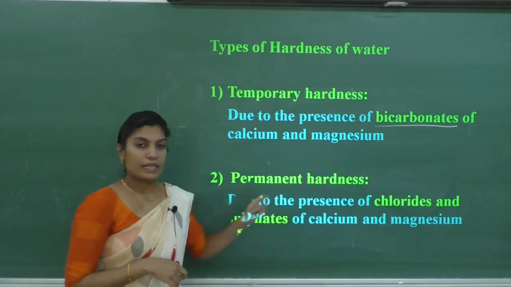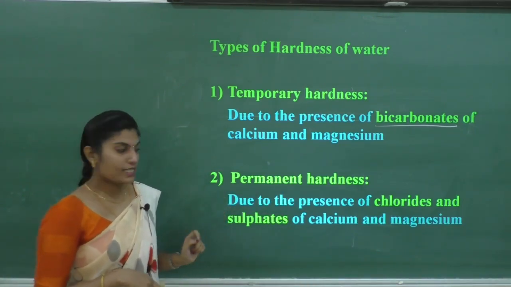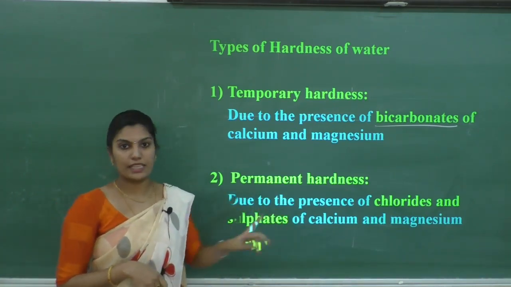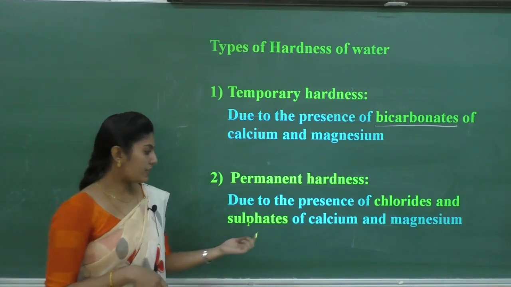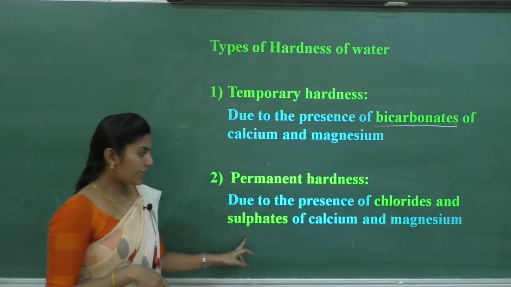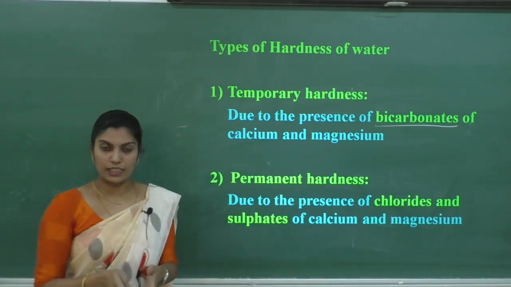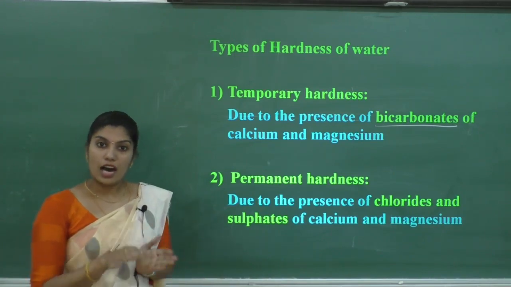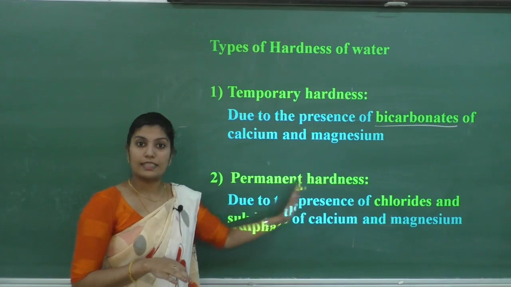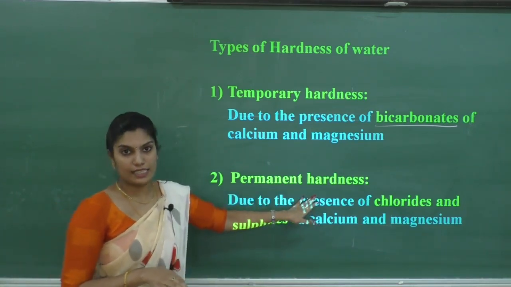What do you mean by permanent hardness then? If the water contains chlorides and sulfates of calcium and magnesium, if there is a presence of calcium sulfate, calcium chloride, or it may be magnesium sulfate or magnesium chloride in the water, then that type of hard water is called permanent hardness.